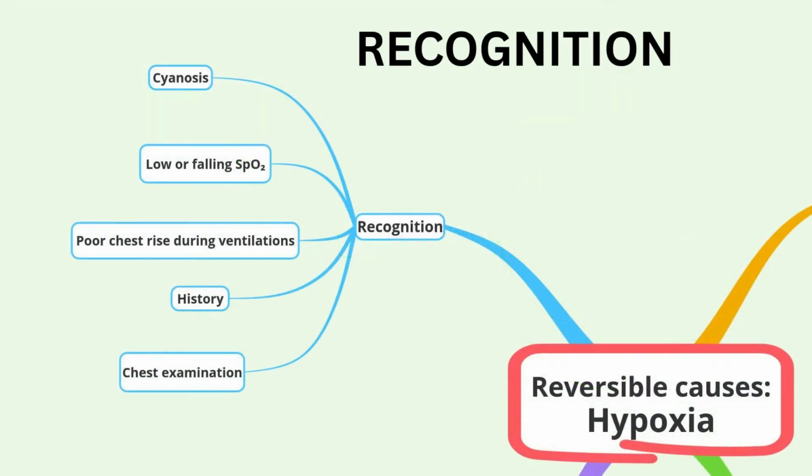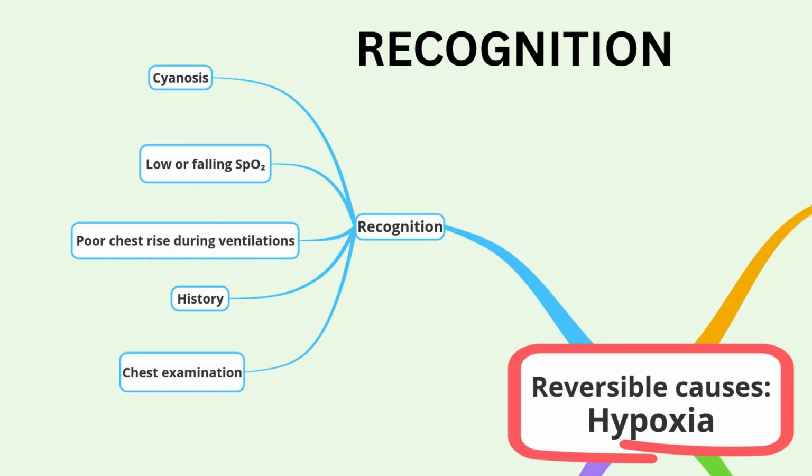How to identify hypoxia during cardiac arrest? The following features help with the diagnosis: presence of cyanosis, low or falling SpO2 before arrest if the patient is monitored, poor chest rise during ventilations, flat or absent capnography waveform, history of choking, asthma, drowning, overdose, seizures, or trauma. On respiratory assessment, presence of stridor or a silent chest, which may suggest complete obstruction before the cardiac arrest.